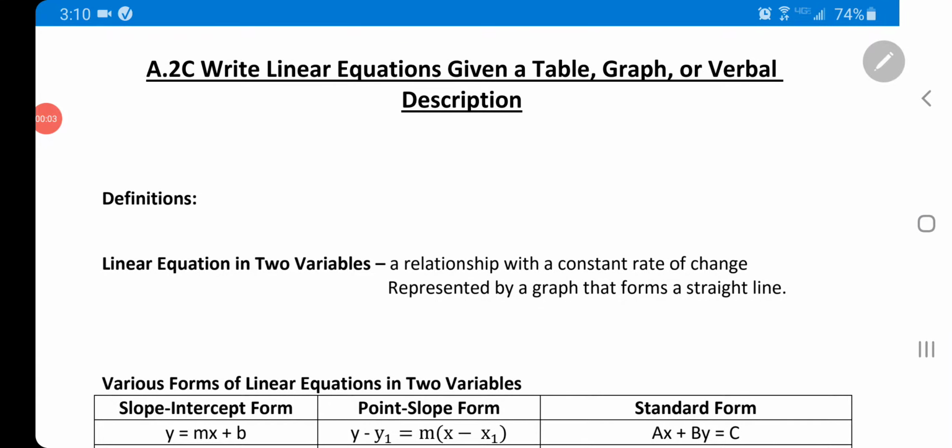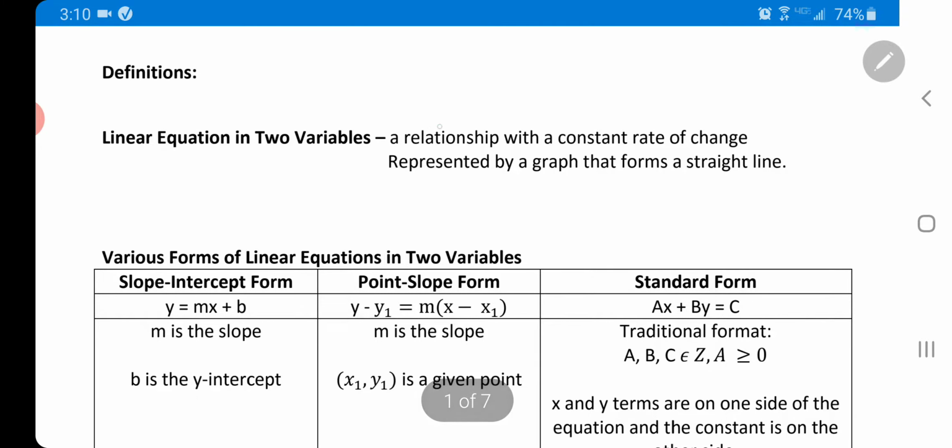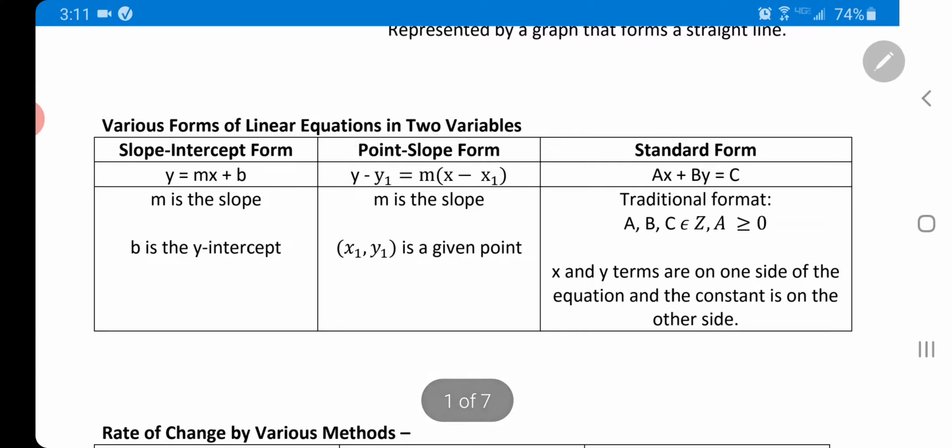Okay, in this lesson we will be writing linear equations given a table, graph, or verbal description. Once again, a linear equation in two variables is a relationship with a constant rate of change represented by a graph that forms a straight line. Real quick, let's go back over the various forms of linear equations.